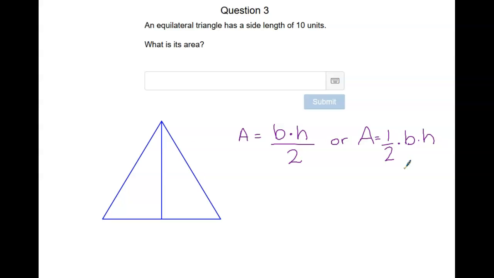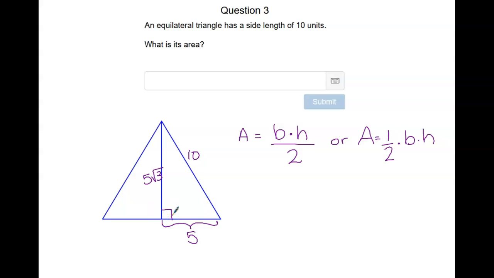So if I know that the equilateral triangle has a side length of 10 units, then what I also know is that this distance here has to be 5, and this height has to be 5 square roots of 3. And this is just the same triangle that we did in the previous problem, so we should have already had those measurements.